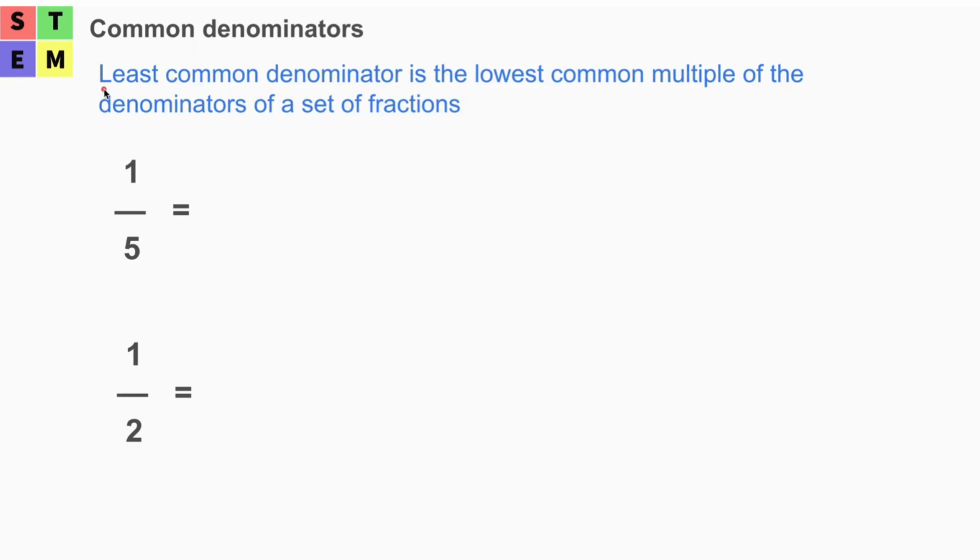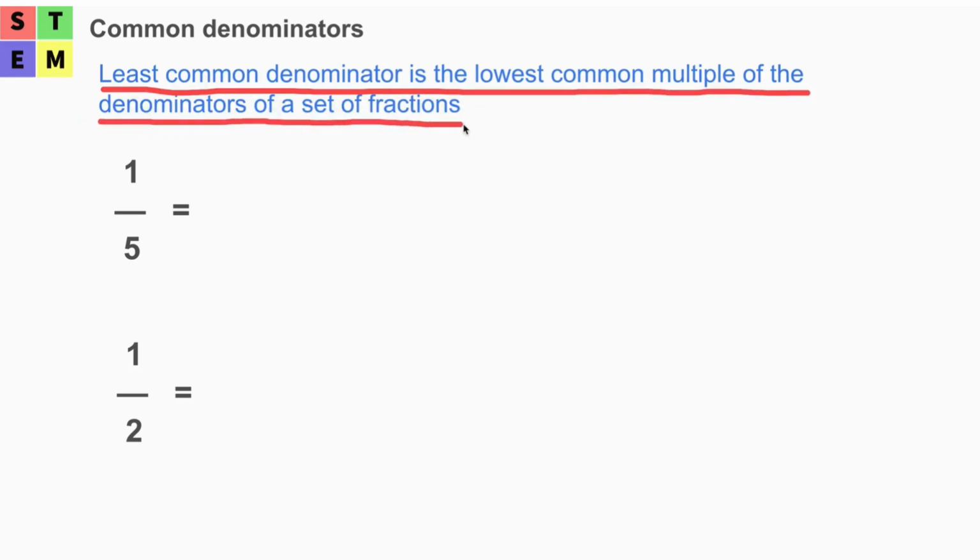Let's take a look at the sentence here. The least common denominator is the lowest common multiple of the denominators of a set of fractions. So let's try to find it. We have 5 here and 2 here, so we need to find the lowest common multiple between 5 and 2.